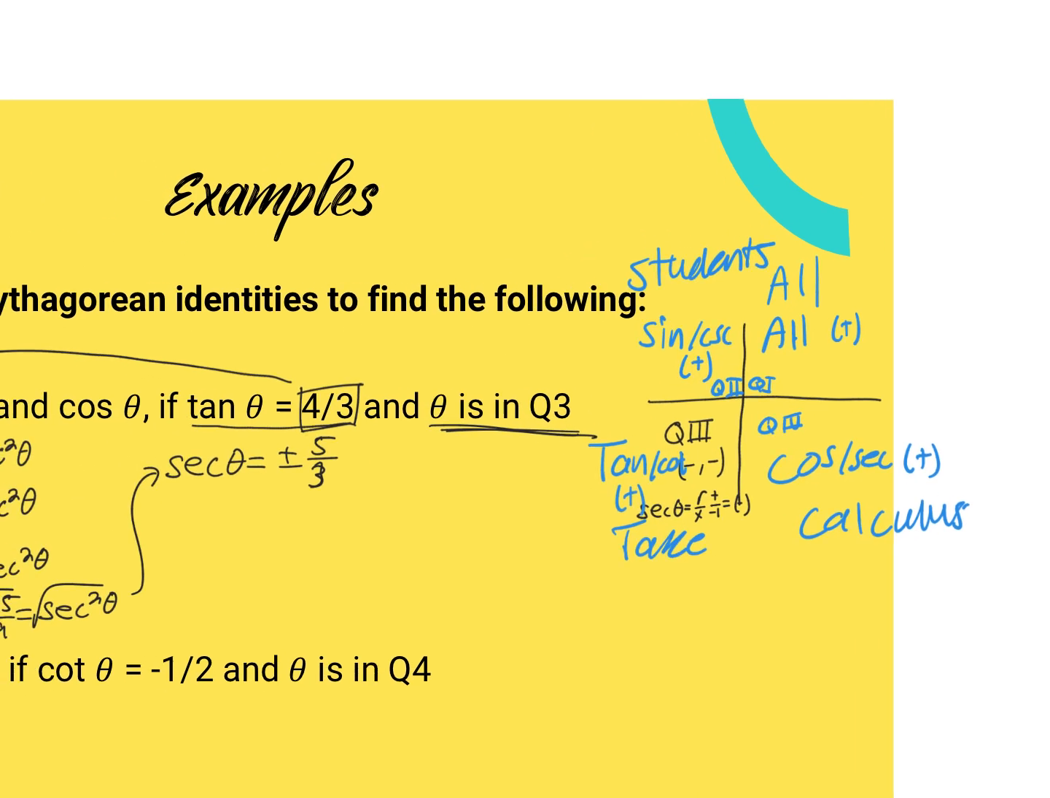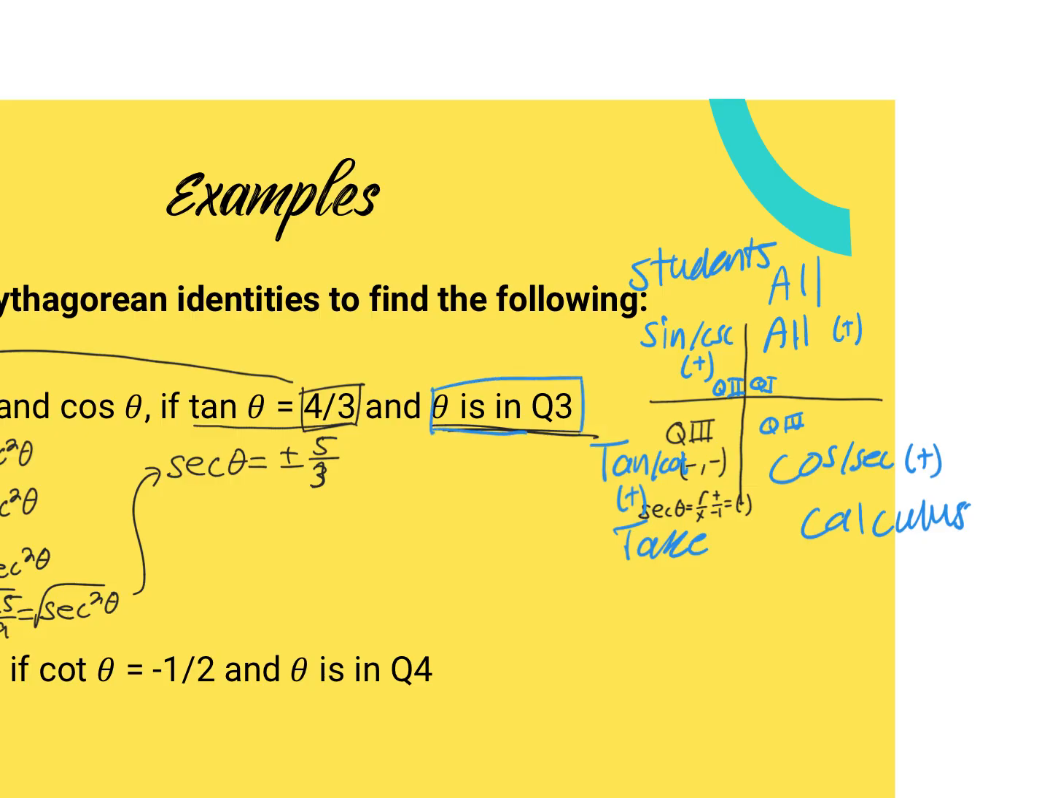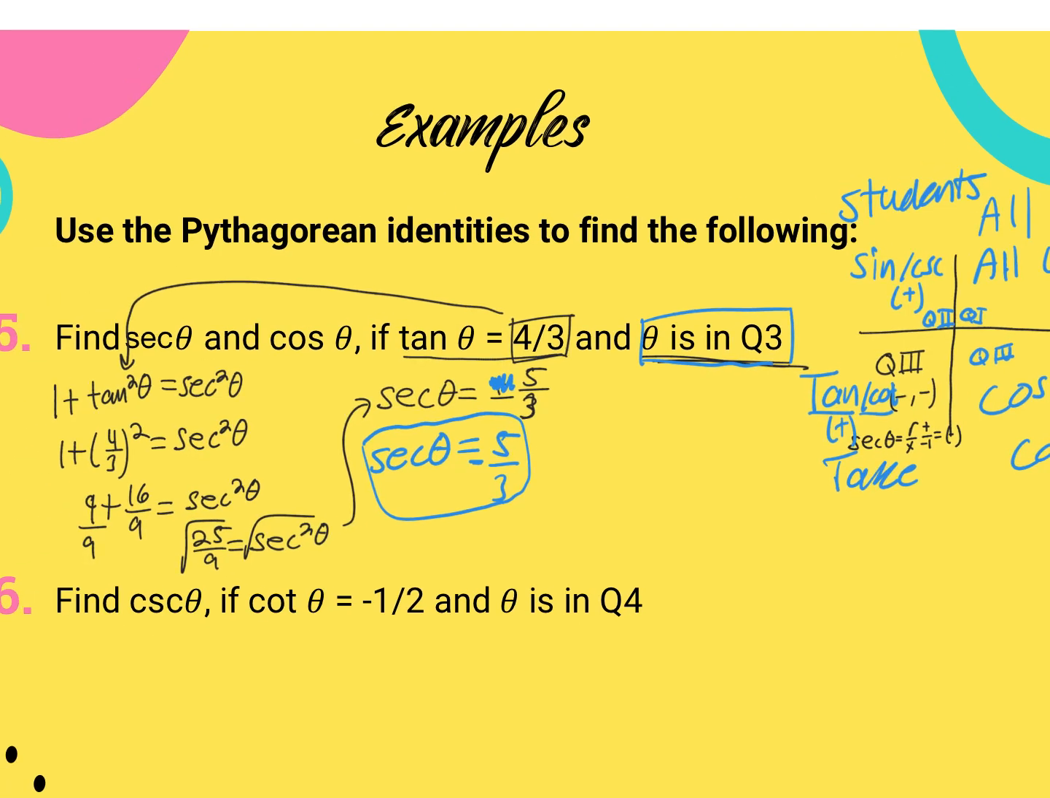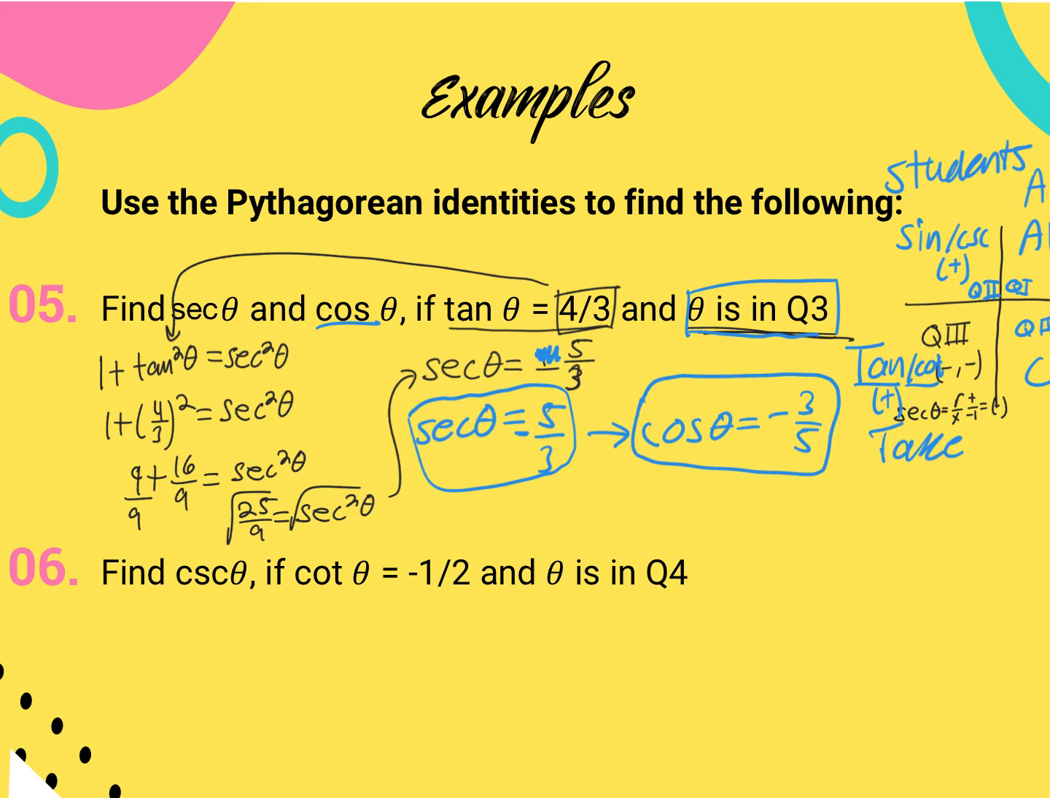We are given here that theta is in quadrant 3. So the only things that are positive in quadrant 3 are tangent and cotangent. So that means secant is going to be negative. So our value for secant of theta is, I'm sorry, negative 5/3. The next thing that we were asked is cosine. Cosine goes with secant. So all I have to do to find cosine is to flip this, because cosine and secant are reciprocals of each other. We get negative 3/5 for cosine. That's all we have to do.